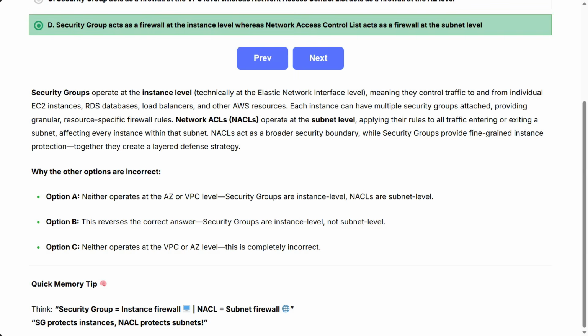Why the other options are incorrect. Option A. Neither operates at the AZ or VPC level. Security groups are instance level, NACLs are subnet level. Option B. This reverses the correct answer. Security groups are instance level, not subnet level. Option C. Neither operates at the VPC or AZ level. This is completely incorrect. Quick memory tip. Think, security group equals instance firewall. NACL equals subnet firewall. SG protects instances.